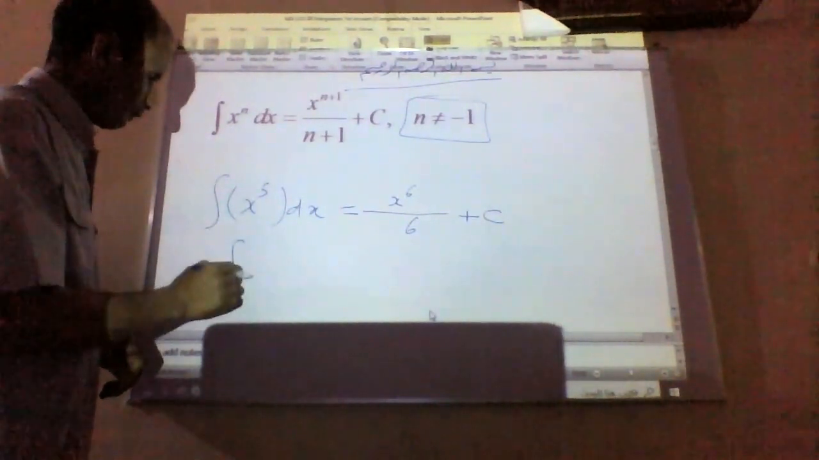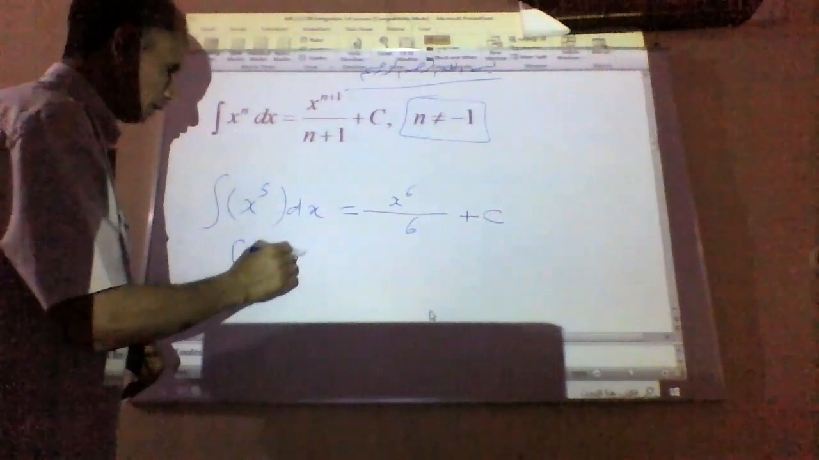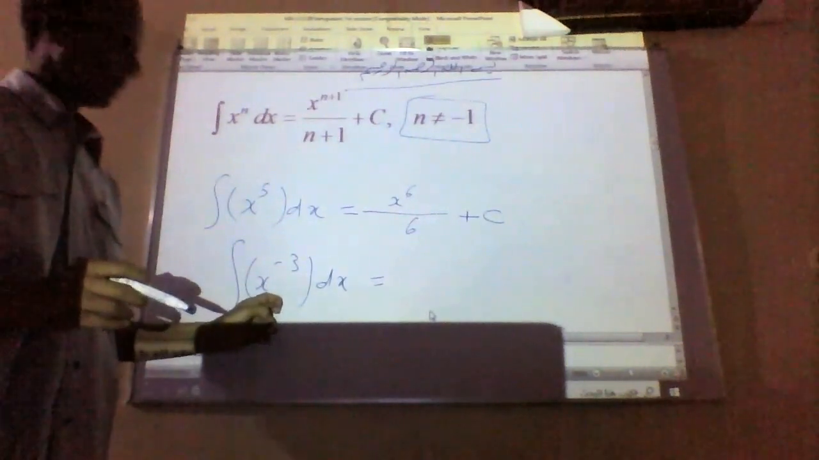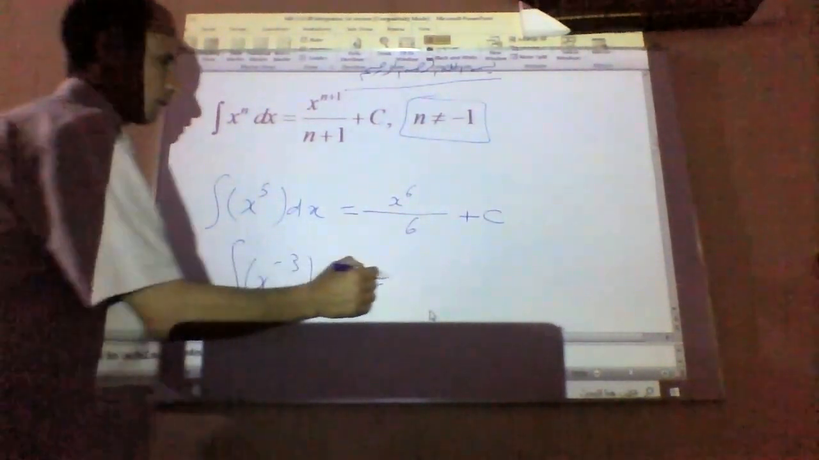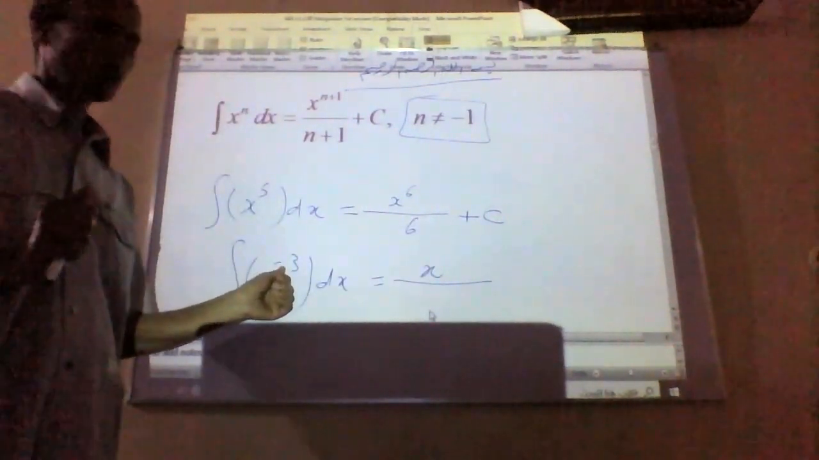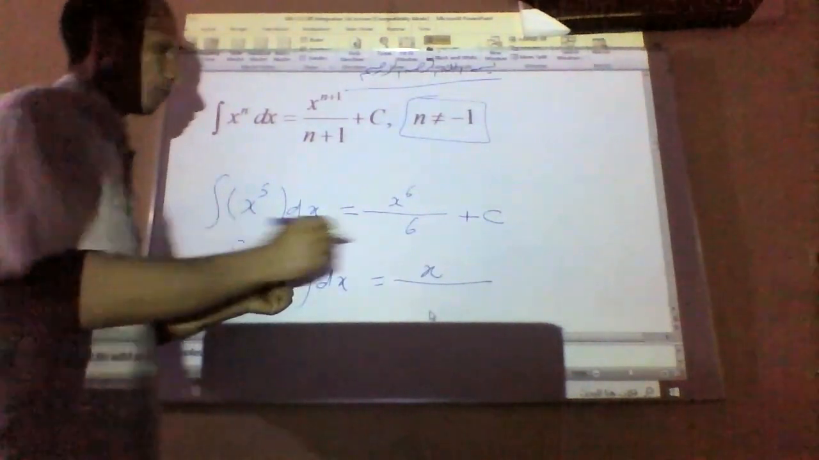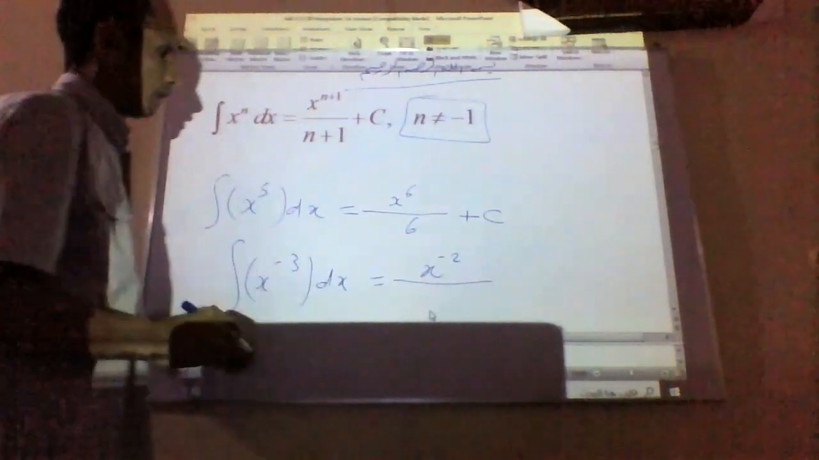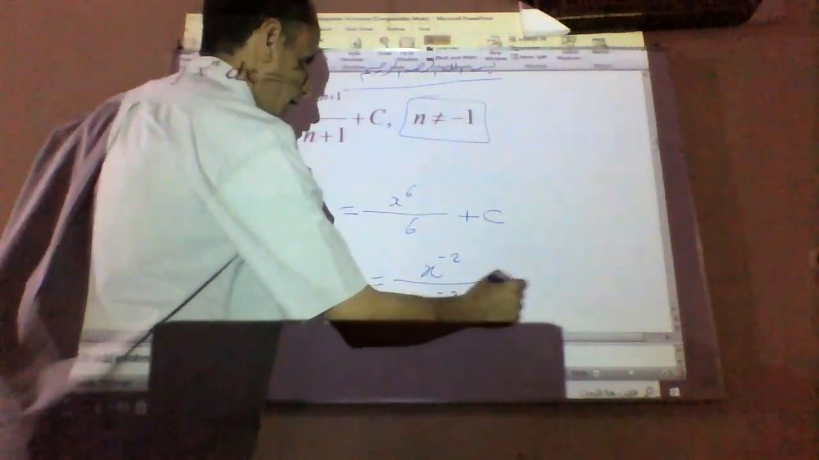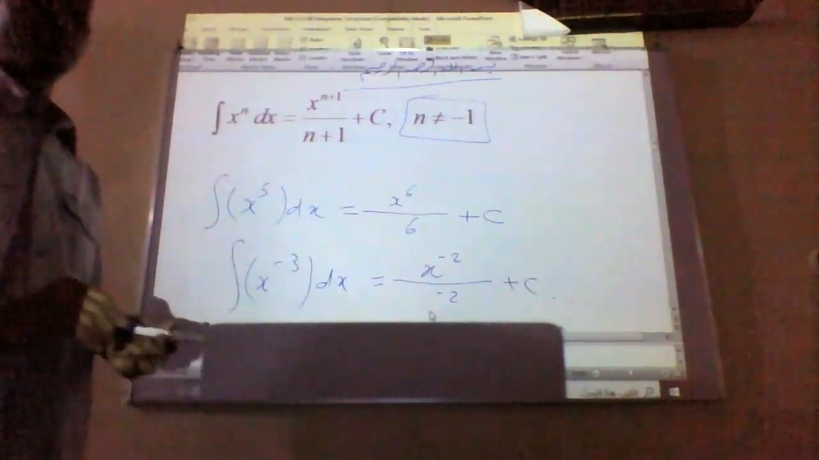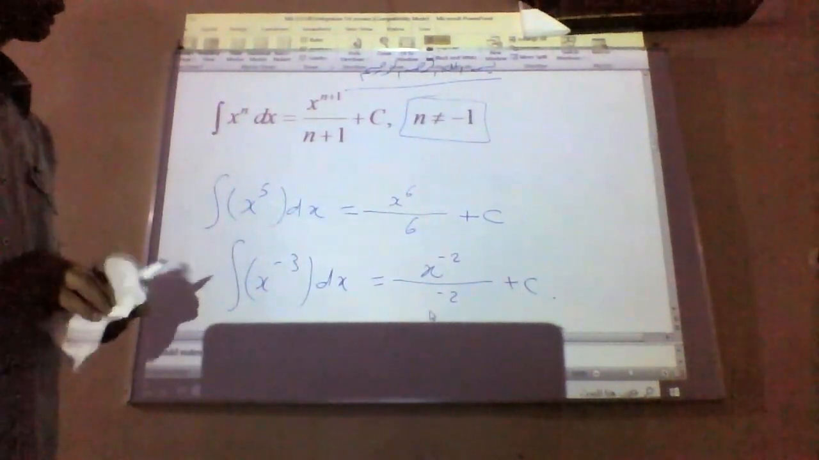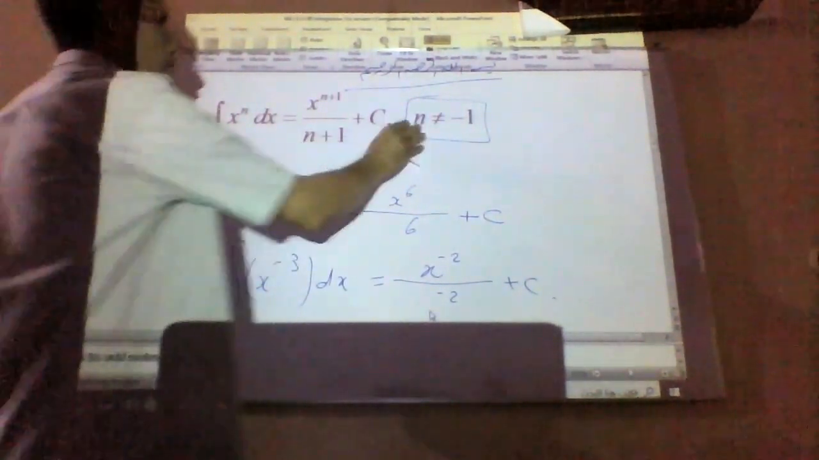Okay. We have x to the power negative 3 with respect to x. The integration of x to the power negative 3 with respect to x equals x to the power what? Adding 1 to negative 3, it will be negative 2. So it will be x to the power negative 2, dividing by the new power, which is negative 2, and adding constant c. This is the first rule we use to find the integration of a function.